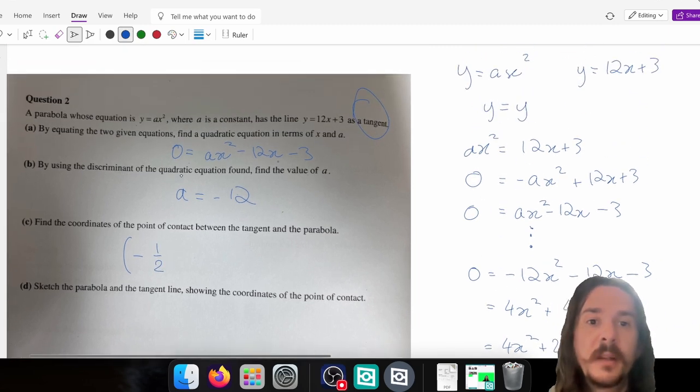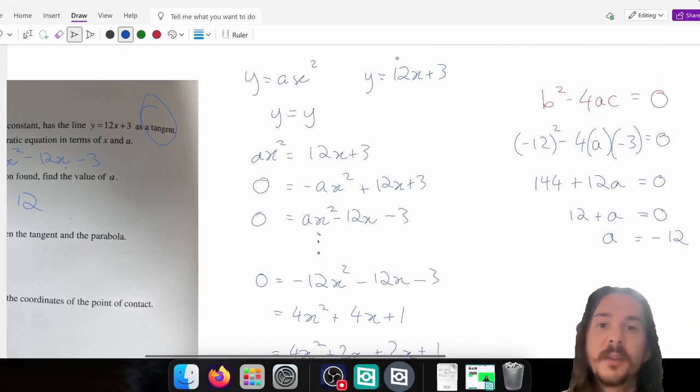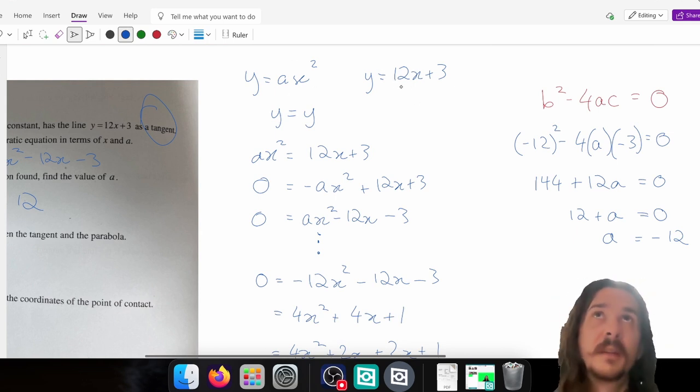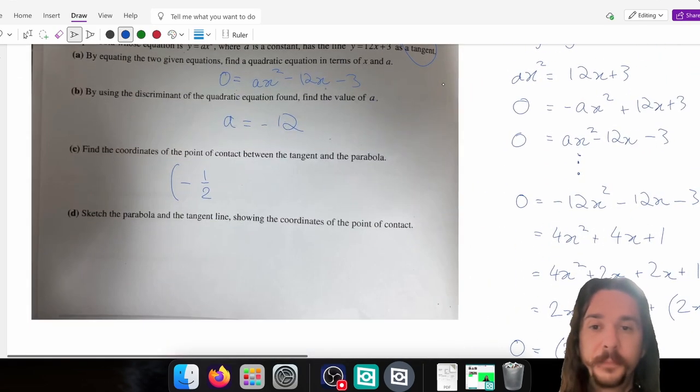Then we just need to come up to either one of these and plug it back in. So I'm going to use this one because it doesn't have a squared. So 12 times negative a half will be negative 6, plus 3 is negative 3.